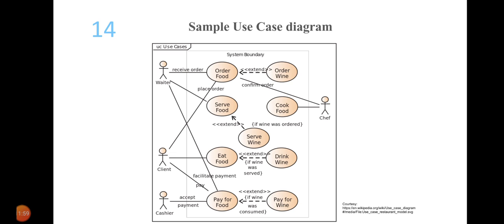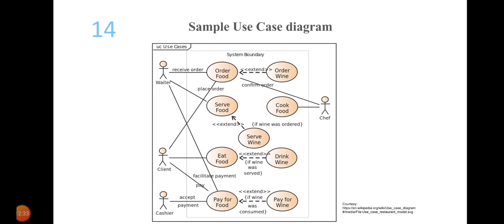So this is all about factoring. Next we will just look at the sample use case diagram. When we look at this diagram, this is basically a food ordering system, where there are four different actors: the waiter, client, cashier and chef. So these actors or users are making use of different types of activities that the system is going to offer.